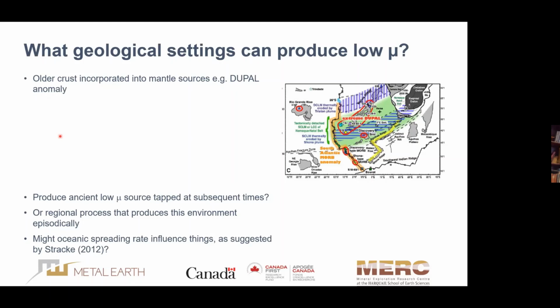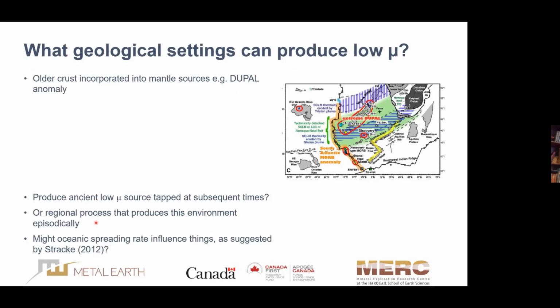Another thing that has come up with some of the studies is the influence of oceanic spreading rates, which might influence the values one gets based on what parts of juvenile or residual mantle get introduced into the pool that goes to produce the volcanics and igneous rocks that we're interested in.